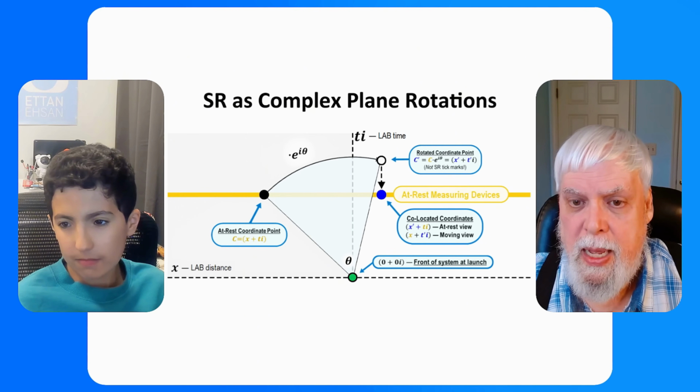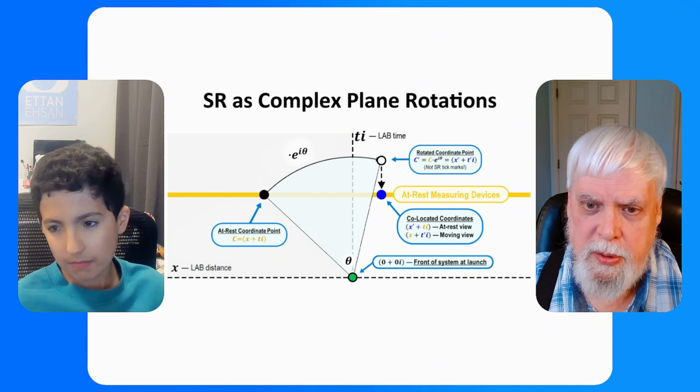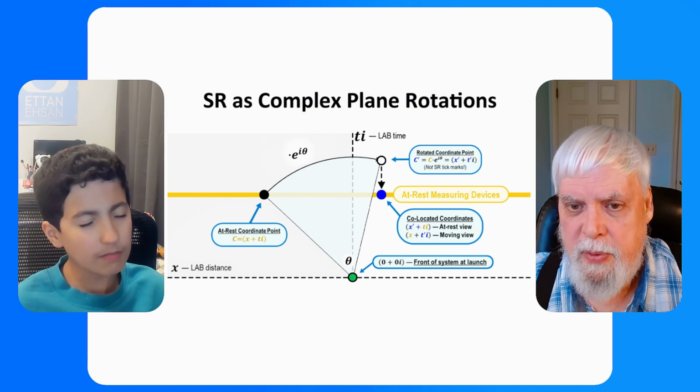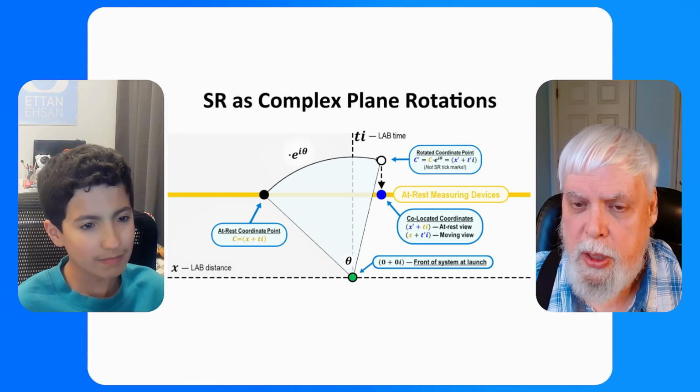They don't have the same clocks. So the back clock in the spaceship will have a different reading from the front clock. And you'll see that when you use these at-rest measuring devices, which you can always do.